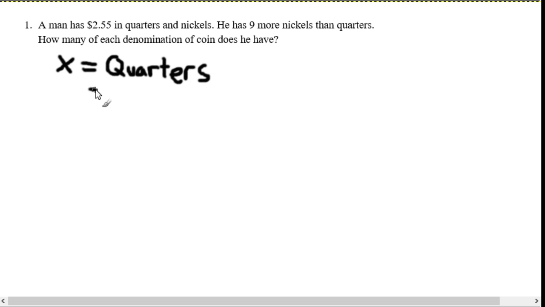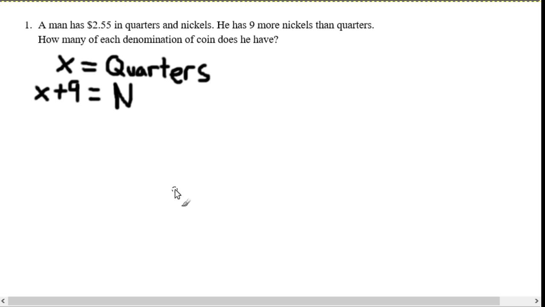Then, for nickels, n for nickels, how many nickels do we have in terms of x? We have 9 more nickels than quarters. If this isn't making sense, just pick a number for quarters. Let's say I have 5 quarters. If I have 9 more nickels than quarters, then I have 14 nickels. So I take this 9 and add it to the number of quarters I have. In this case, I have x quarters, so the number of nickels is x plus 9.